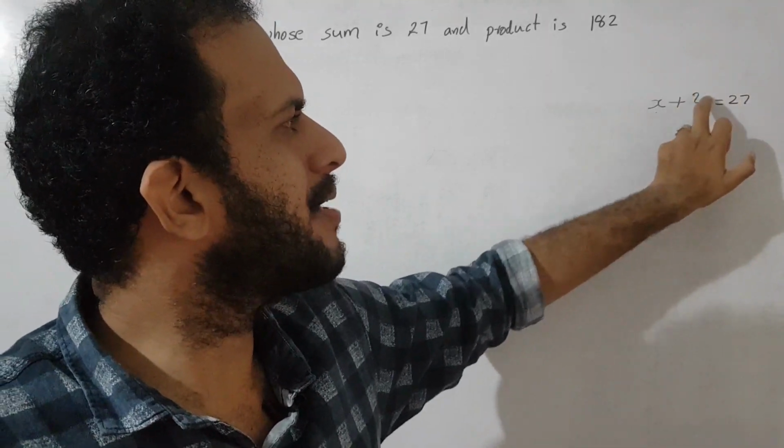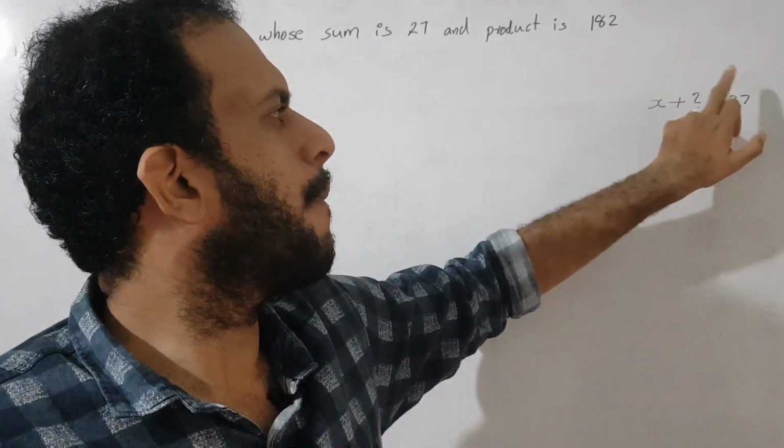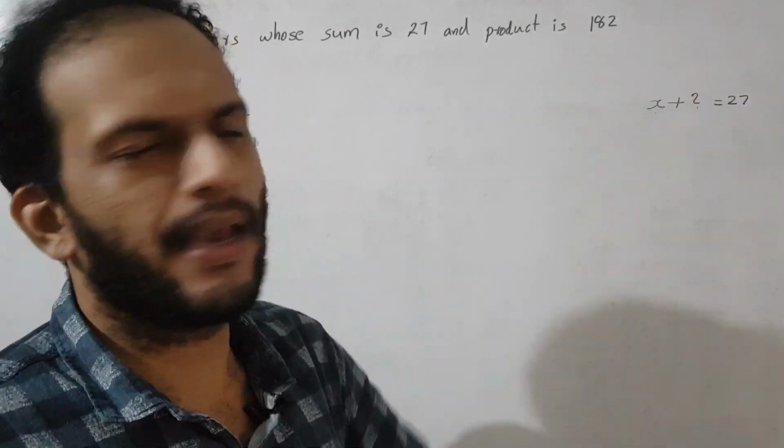Then how do we find the second one? The 27 minus x is the second one, correct?